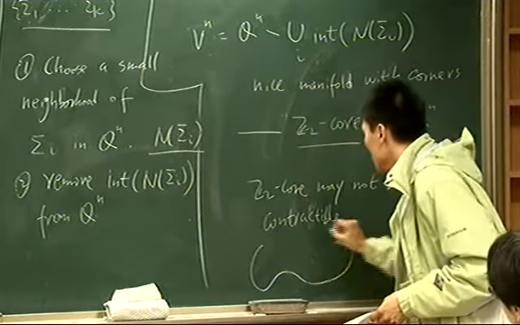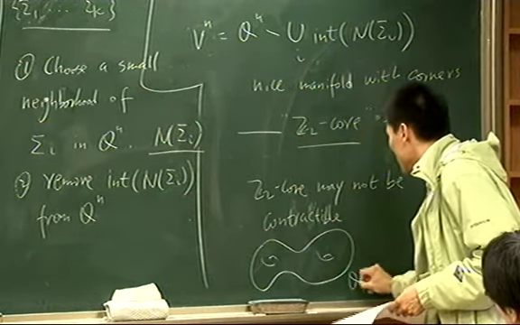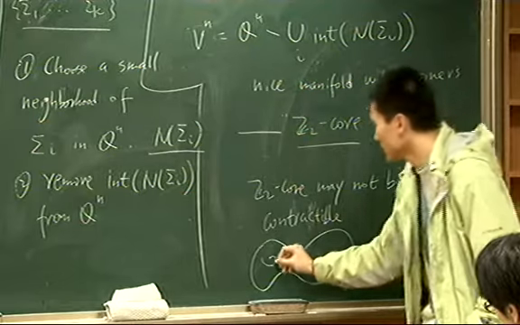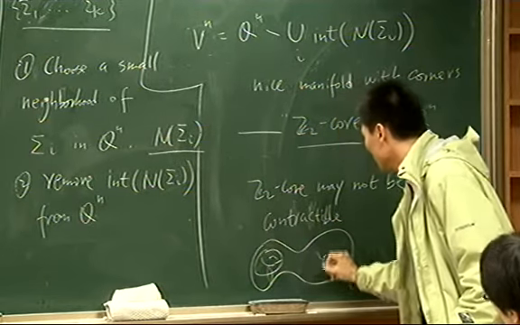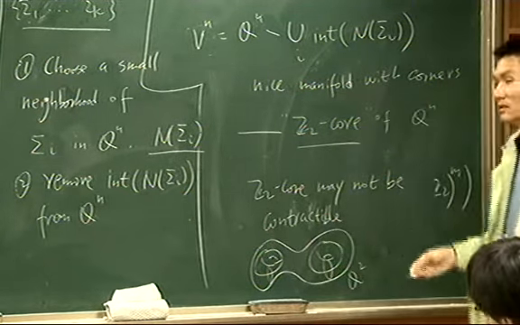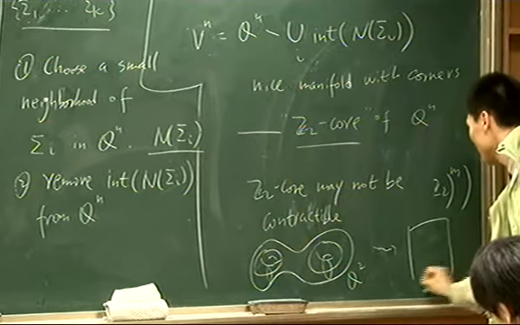For example, this is Q2, the surface, and if we cut this open along a basis, what we get is this.